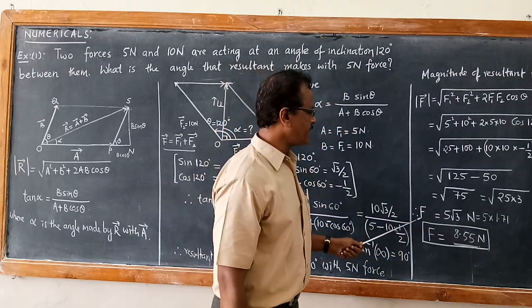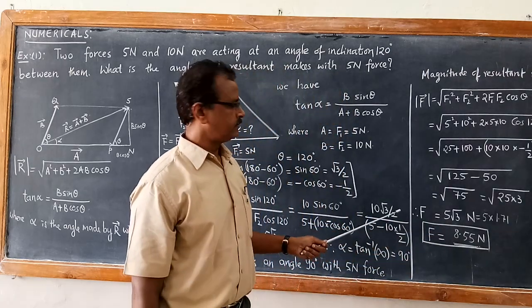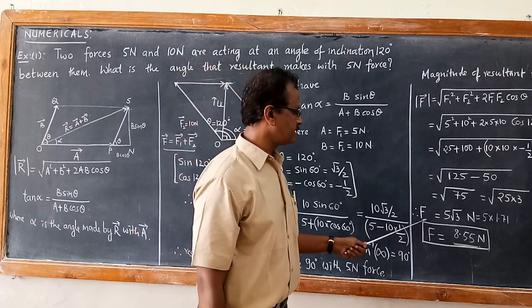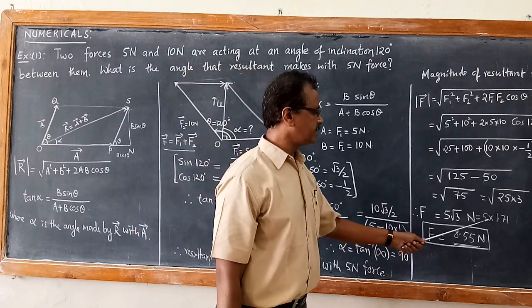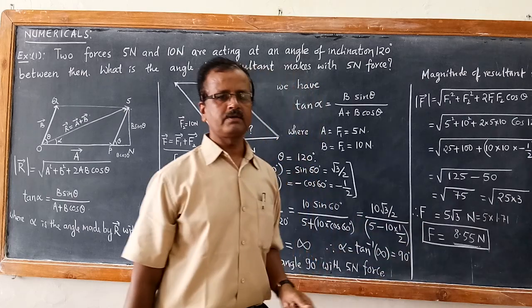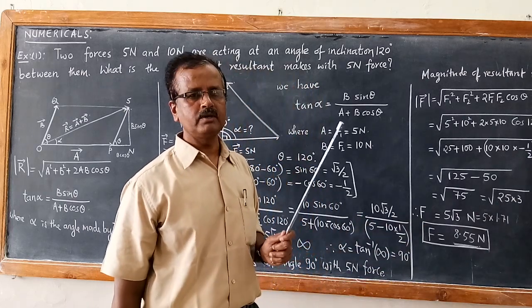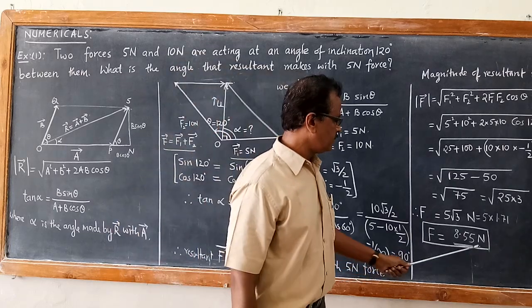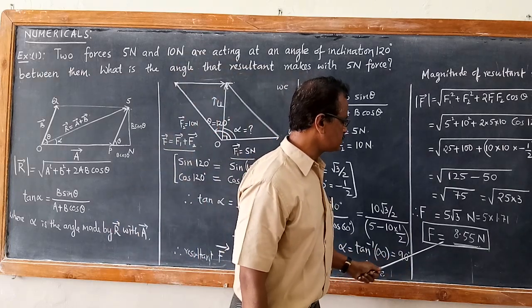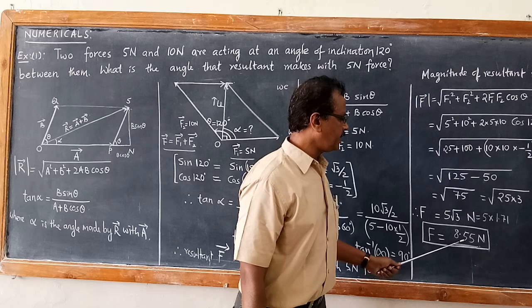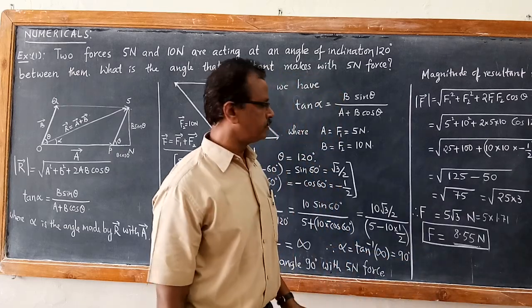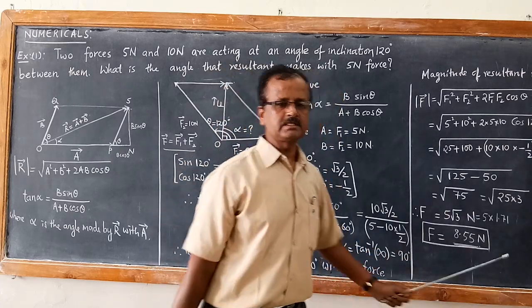So finally, the magnitude of the resultant vector F becomes 5 root 3, that is 5 into 1.714. So square root of 3 is 1.71. So if you multiply, we get the resultant force of magnitude 8.55 Newton. You can understand now.